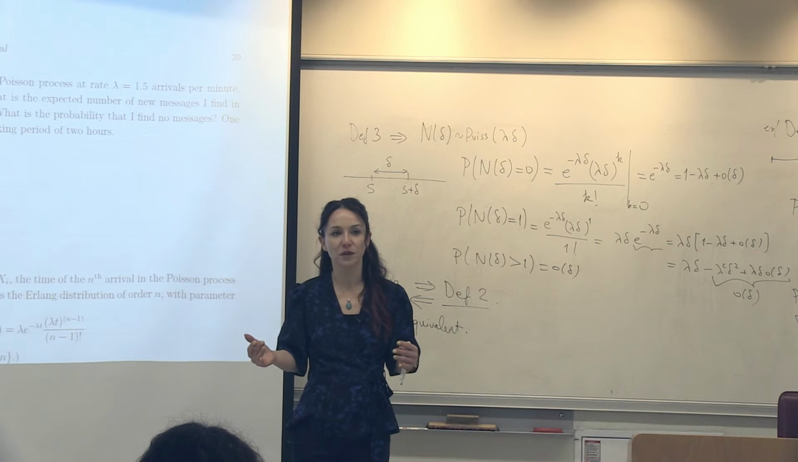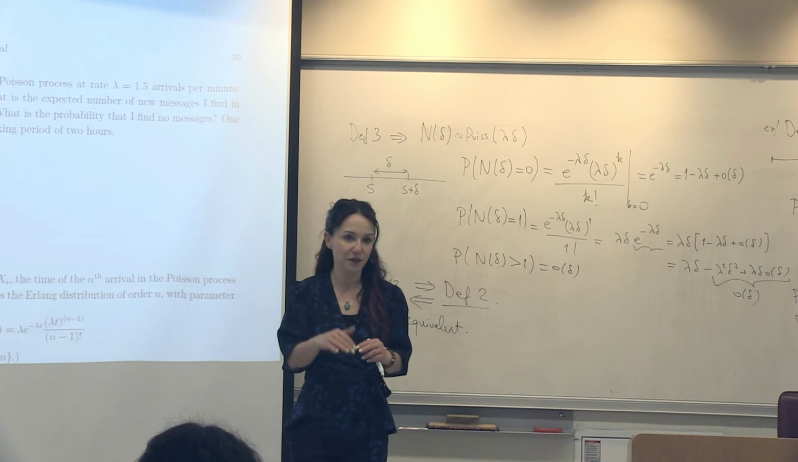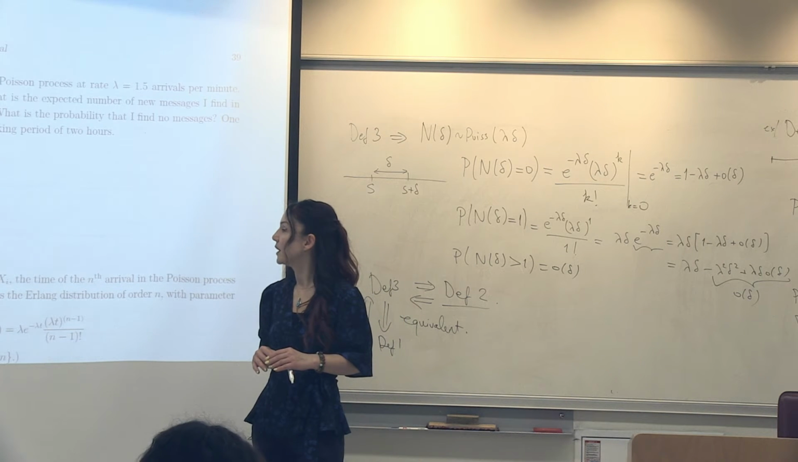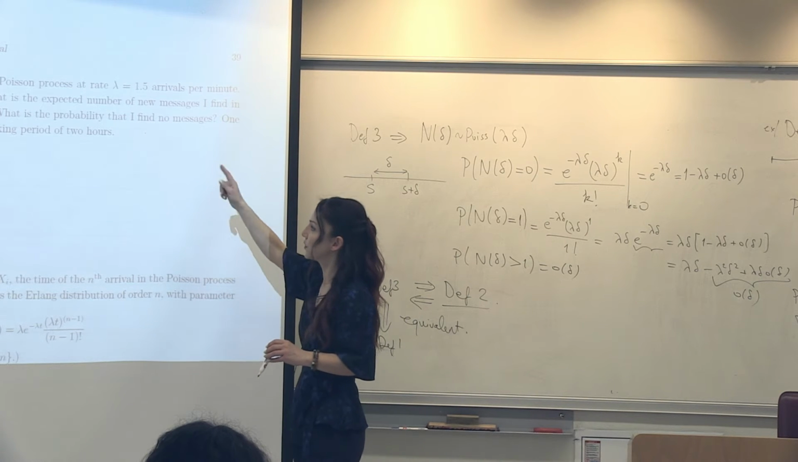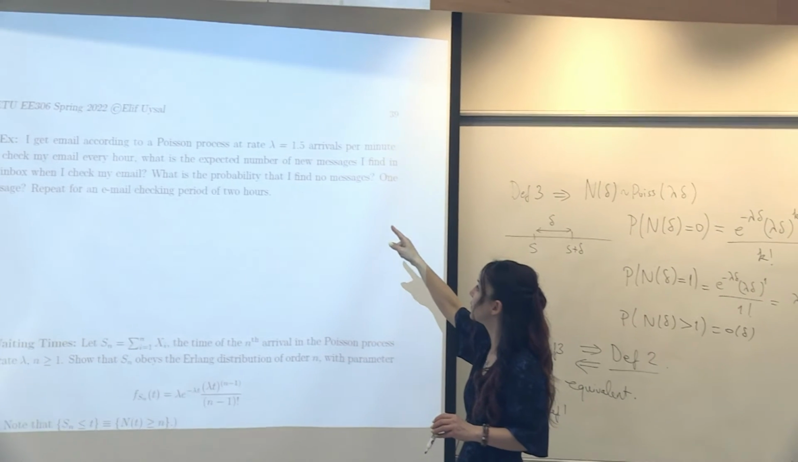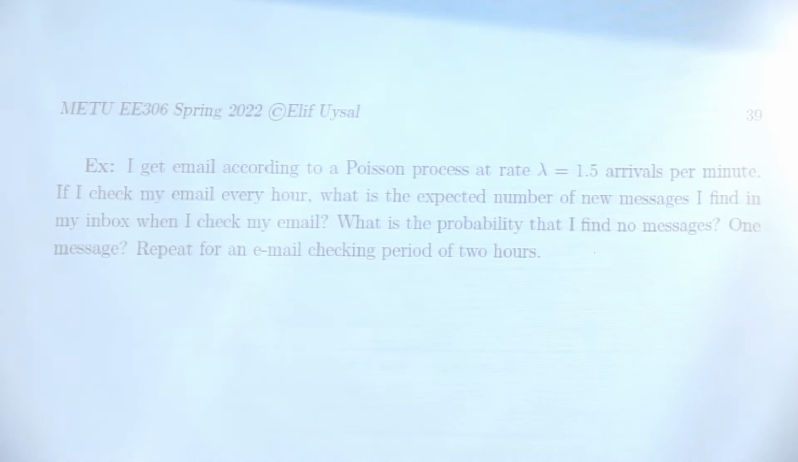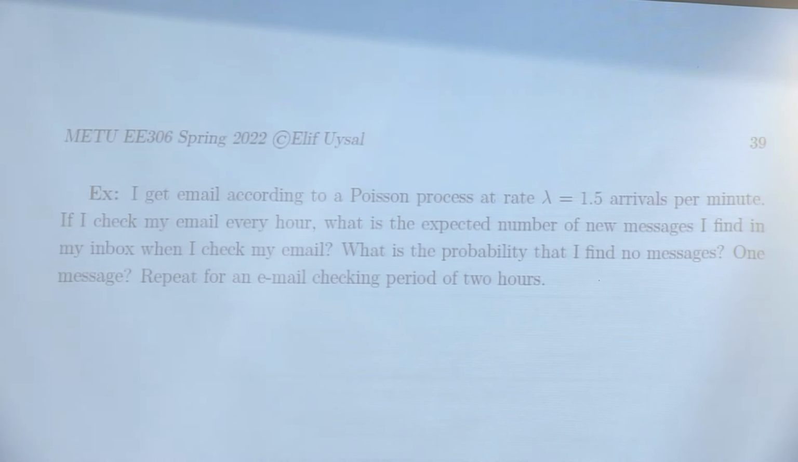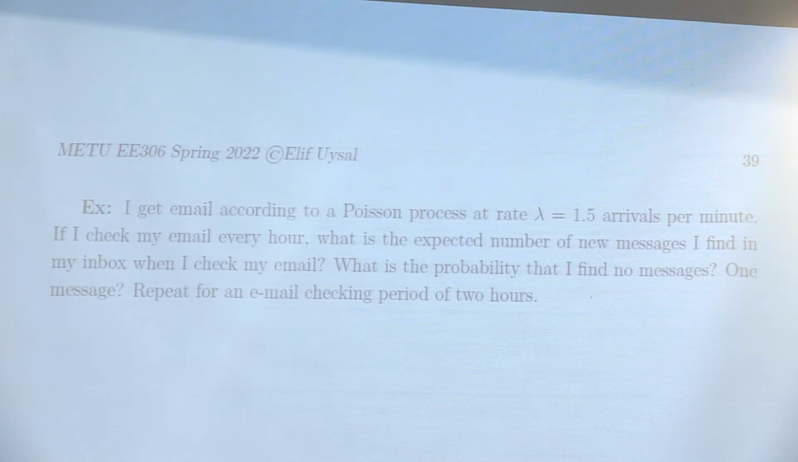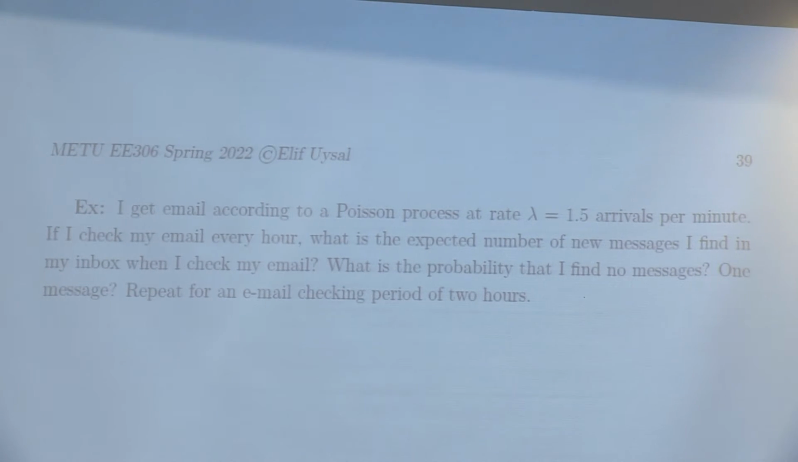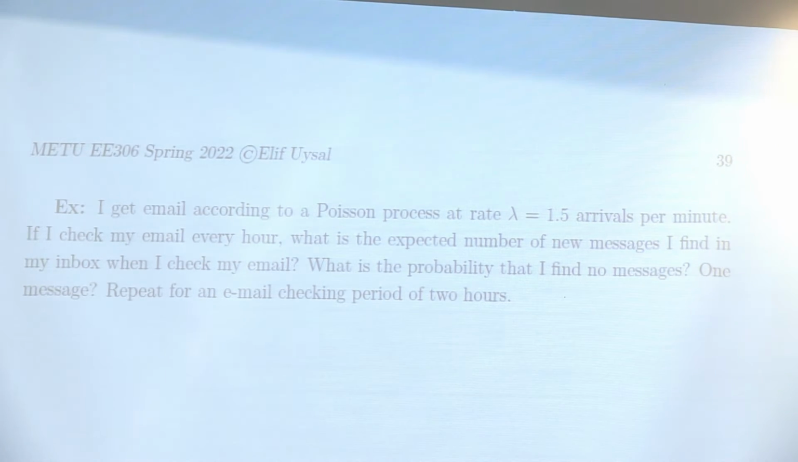Now, it may not be a good model. The Poisson process may not be a good model for the email that I receive, but there are many other situations where the Poisson process will be a good model. All right. Then suppose that is a good model, and suppose that's the model I'm adopting. I get email at the rate lambda equals 1.5 arrivals per minute. Should I check my email every hour, or should I check less often? If I check my email every hour, what is the expected number of messages I find in my inbox when I check my email? What do you think? What is the probability that I find no messages? What is the probability that I find one message or no messages if I check every 2 hours?